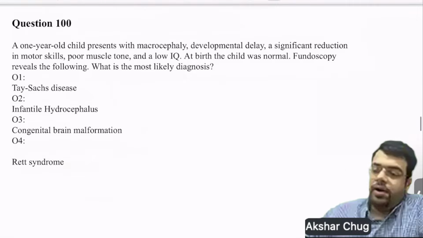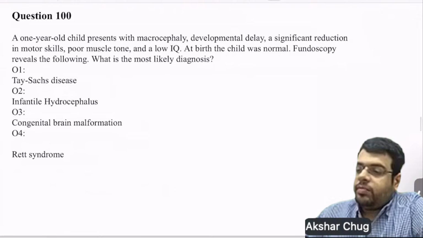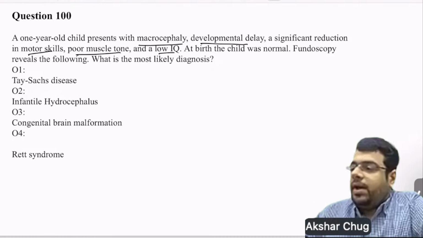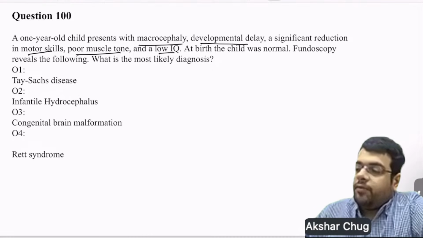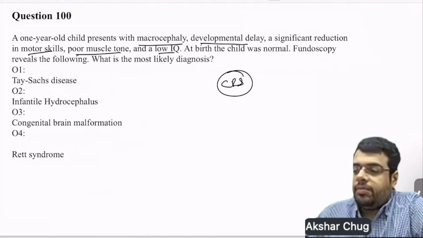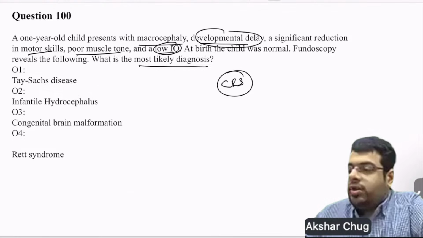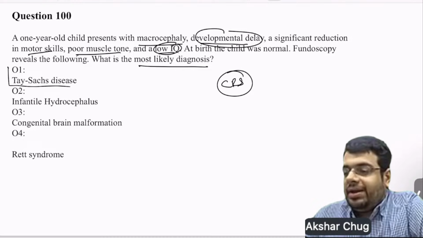Question 100. A 1-year-old child presents with macrocephaly, developmental delay, a significant reduction in motor skills, poor muscle tone, and low IQ. At birth, the child was normal. Fundoscopy reveals the following. So basically, the fundoscopy reveals the cherry red spot. Along with that, we are seeing low IQ and developmental delay, and we are asked which is the most likely diagnosis. So in case of cherry red spots, we see Tay-Sachs and Niemann-Pick.